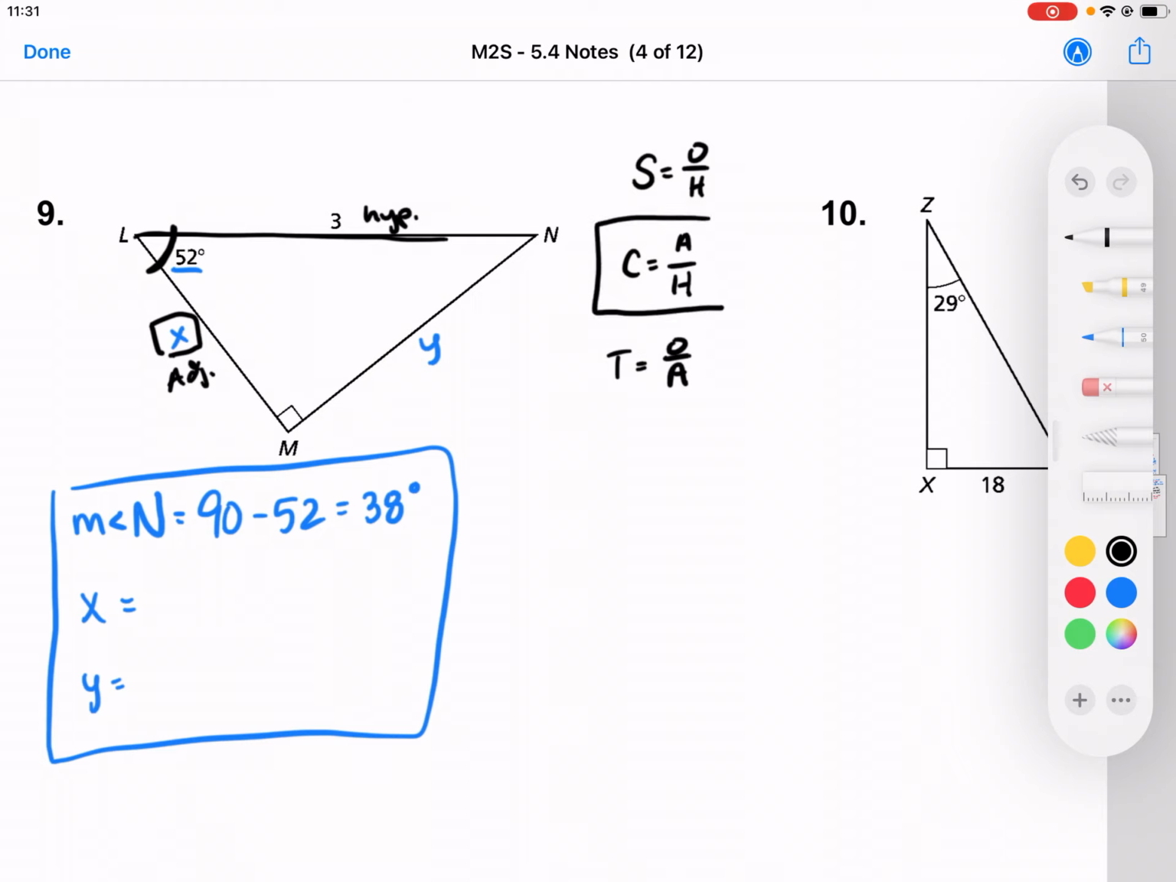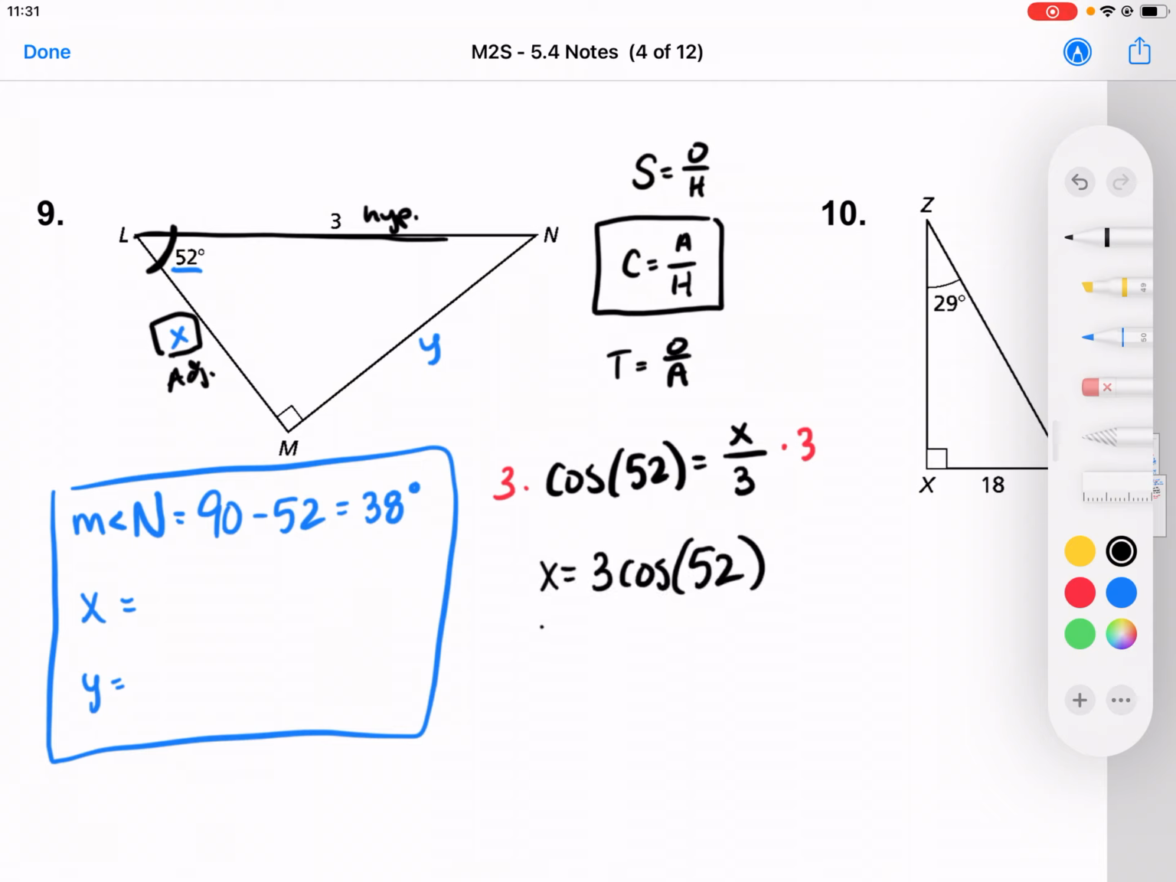So that means since we already have the hypotenuse and we're looking for the adjacent side, we're going to use cosine. So cosine of 52 equals our adjacent side, so X over the hypotenuse 3. So if you recall when we did this a little bit ago, if the variable's on top, just multiply both sides by the bottom number. So X is going to be 3 cosine of 52, and you're going to go ahead and type that in. So 3 times cosine of 52. So I get approximately 1.85.